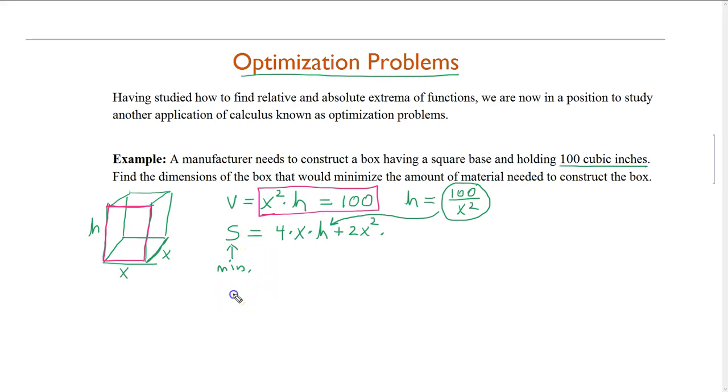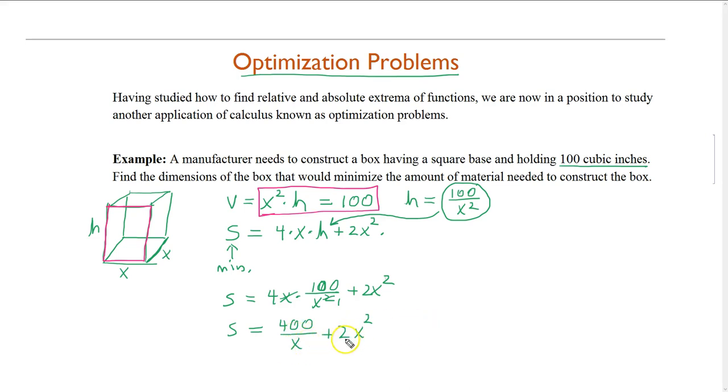So doing that, we get 4X times 100 over X squared, and then simplifying that, the X's here cancel, and we get 400 divided by X plus 2X squared.